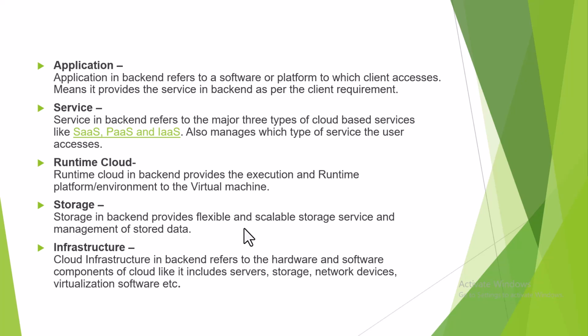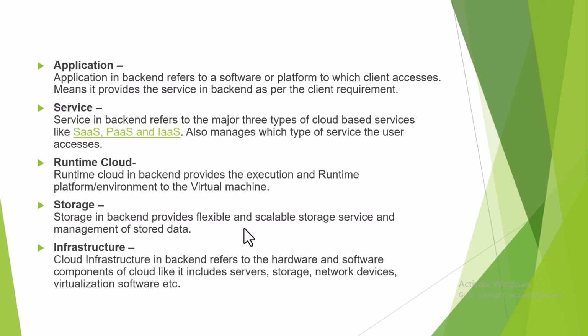Runtime cloud. Runtime cloud in the backend provides the execution and runtime platform and the virtual machine. You can see the virtual machines you can install there, and you can work on the storage. Storage in the backend provides flexible and scalable storage services and management of stored data. Infrastructure. Cloud infrastructure in the backend refers to the hardware and software components of the cloud, including servers, storage, network devices, virtualization, software, etc.